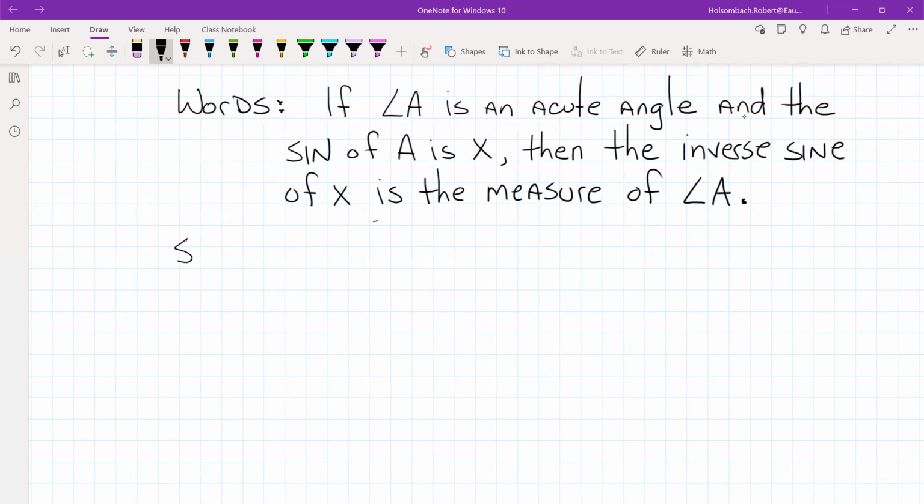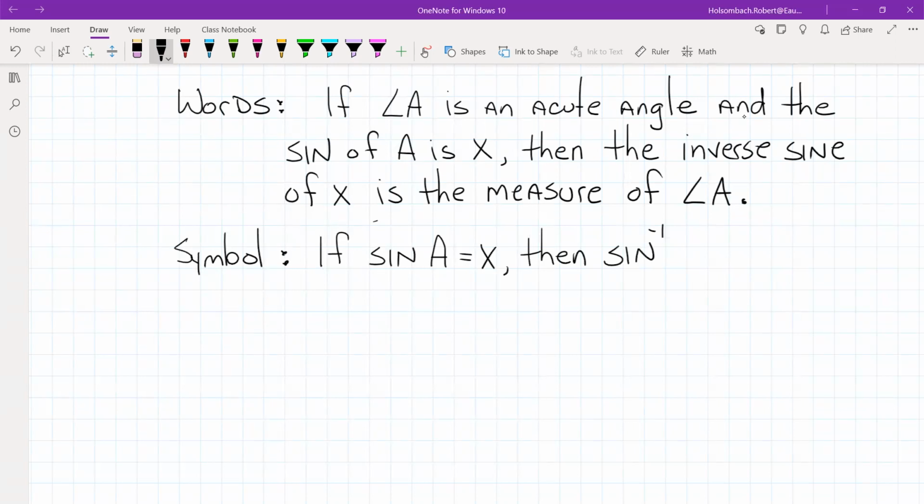So here's the symbol. If sine of A equals x, then sine -1 of x, which you read as inverse sine, equals the measure of angle A. So what this says so far is that if the sine of A equals x, then the inverse sine of x equals the measure of angle A. This is all actually very simple. It doesn't sound like it yet, but trust me.